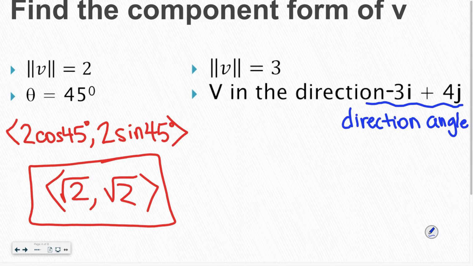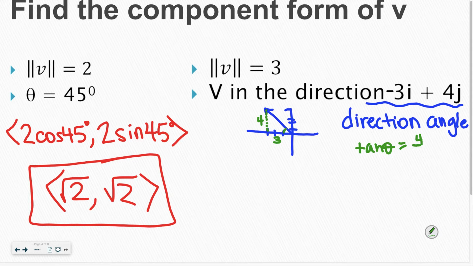All right, in order to find the direction angle, what's our first step? You say draw a triangle? Here's our vector, right? We went over 3, up 4. We need to figure out what that angle is right there. So what are we going to write? Okay, the tangent of theta is 4 over 3.